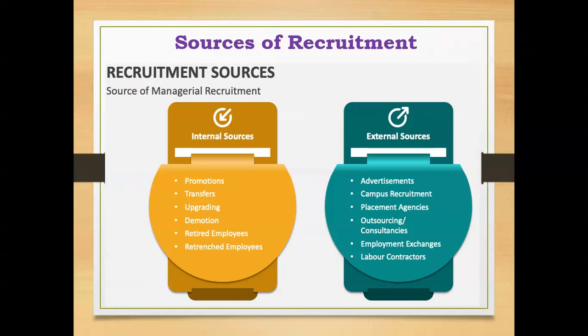Some applicants may not be satisfactory and others may not accept the job offers. But those people who are recruited within the organization itself are called internal sources of recruitment. And those we recruit from outside our organization are called external sources of recruitment. For example, internal sources: promotions, transfers, upgrading, demotion, retired employees, retrenched employees. Then coming to the external sources: advertisements, campus recruitment, placement agencies, outsourcing or consultancies.